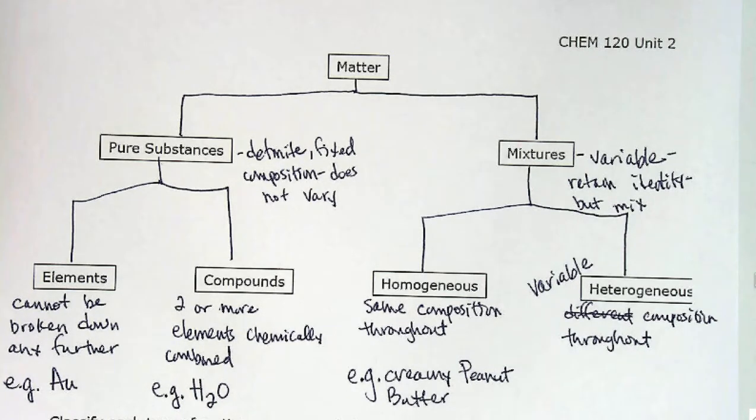And now it's a good example for chemistry. So the chunky peanut butter would be an example of a heterogeneous mixture.